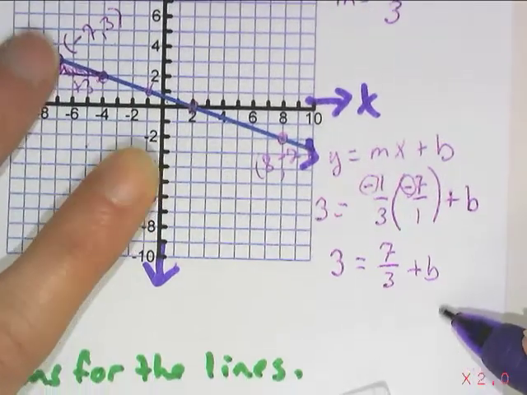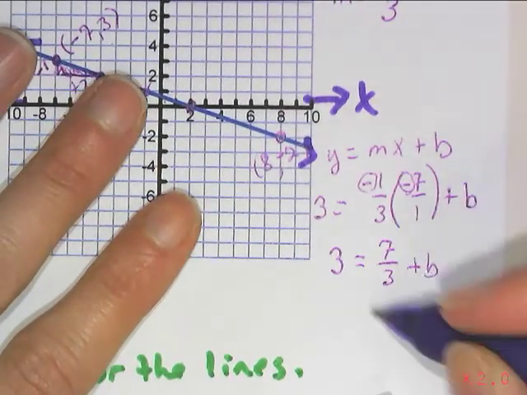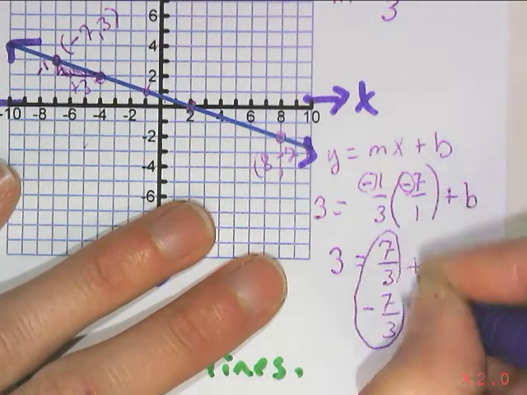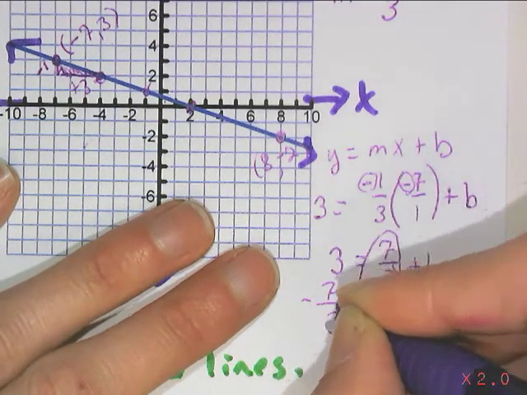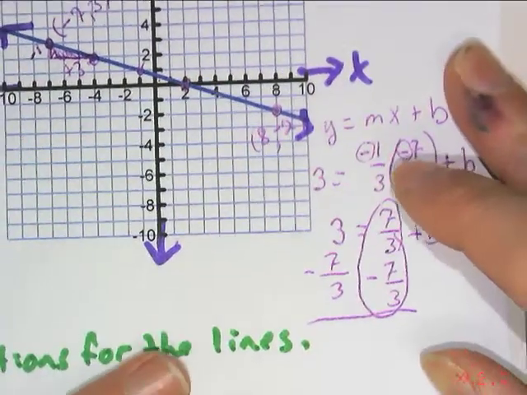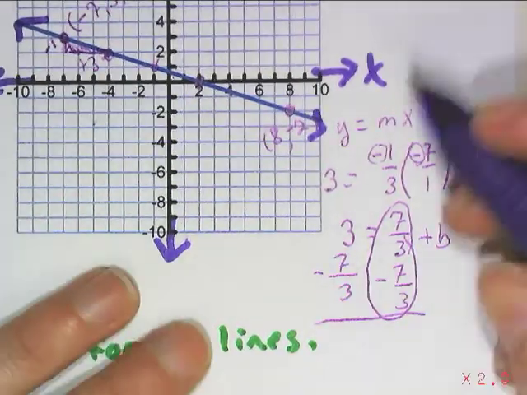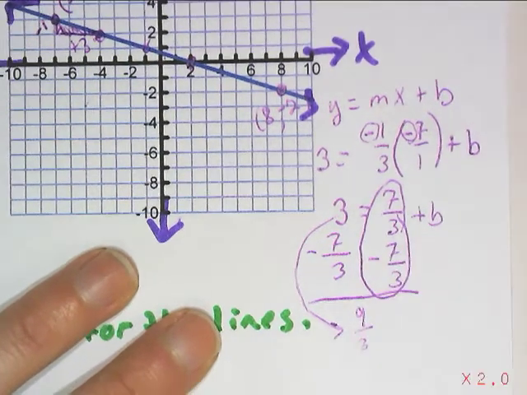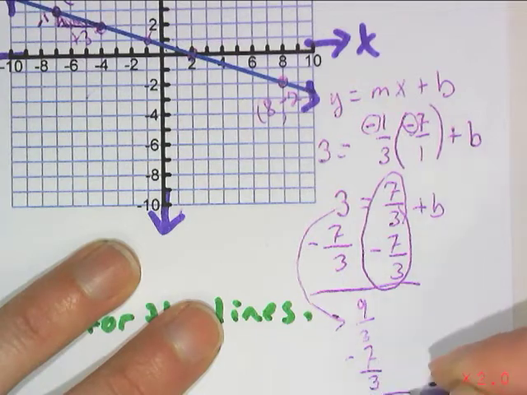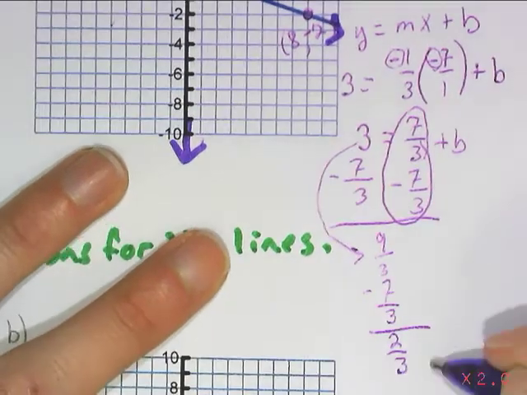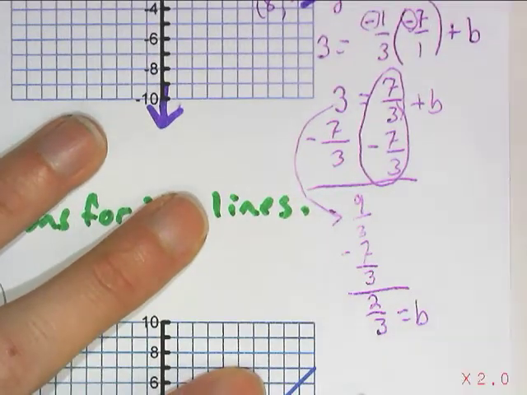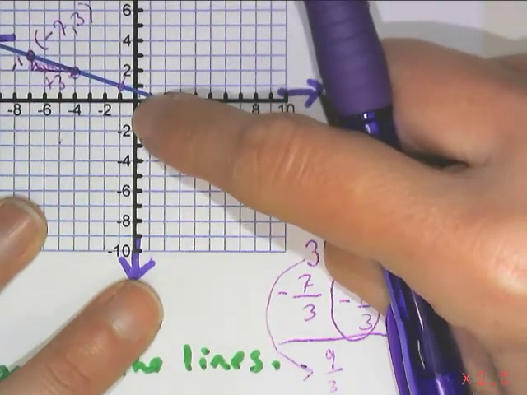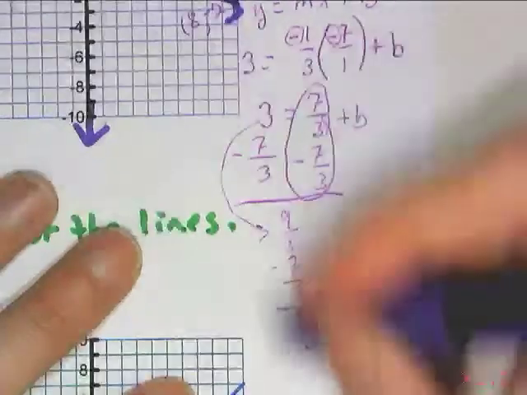How do I isolate b? I get it by itself. Well, I have to subtract 7/3 from both sides: 7/3 minus 7/3 makes 0, minus 7/3. There's a couple ways you can do this. If I'm going to get like denominators, 3 is how many thirds? Well, it's 9/3 minus 7/3 gives me 2/3, and it looks like b is 2/3. So to see if that is reasonable, we'll look up here. 2/3, is it between 0 and 1? Well, yes, and algebraically that should work out.